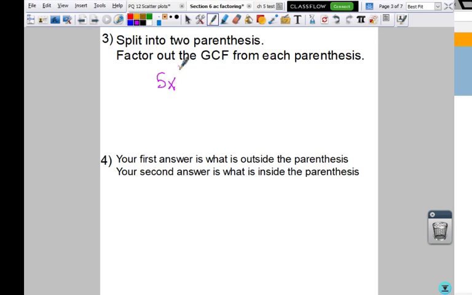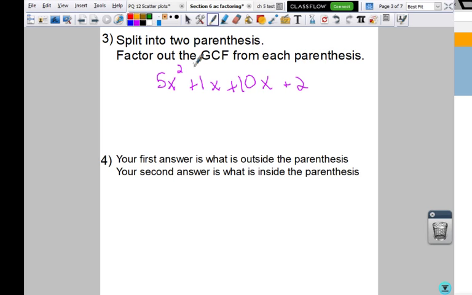5x squared. You guys can just look at yours. I'm just rewriting it real quick. And then what was it? Plus 1x, plus 10x and plus 2. Alright. So step 3 is the annoying one.